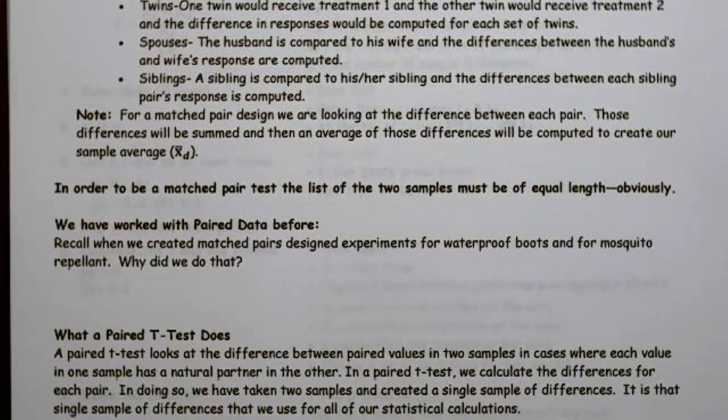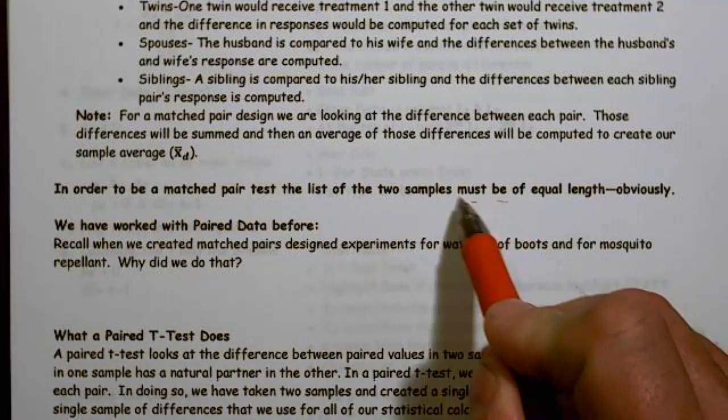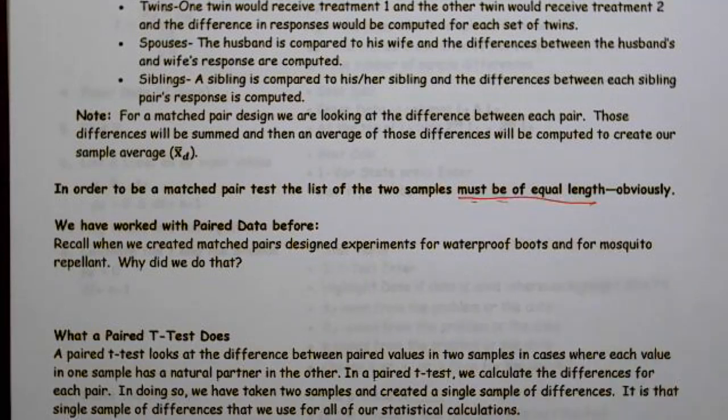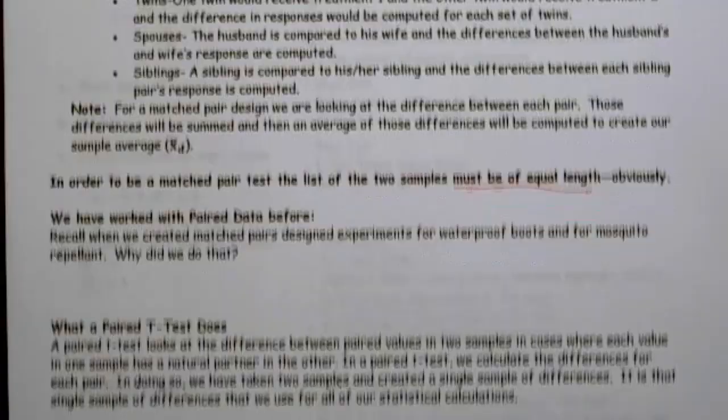Another thing to look for: if we have a list of data, the two samples will be the same length. Just because they're the same length doesn't mean it's paired, but if they're not the same length, it's not paired data, because a one-to-one matching requires the same data lengths.